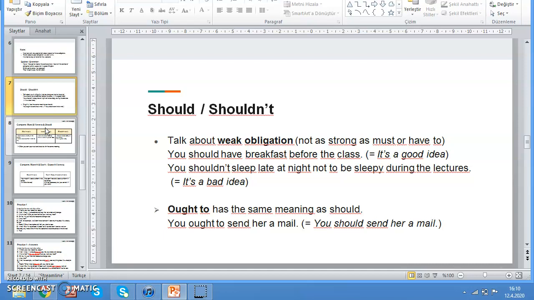It's a bad idea. Also, we have ought to, which has the same meaning as should. Here is an example. You ought to send her a mail. It has the same meaning as you should send her a mail.